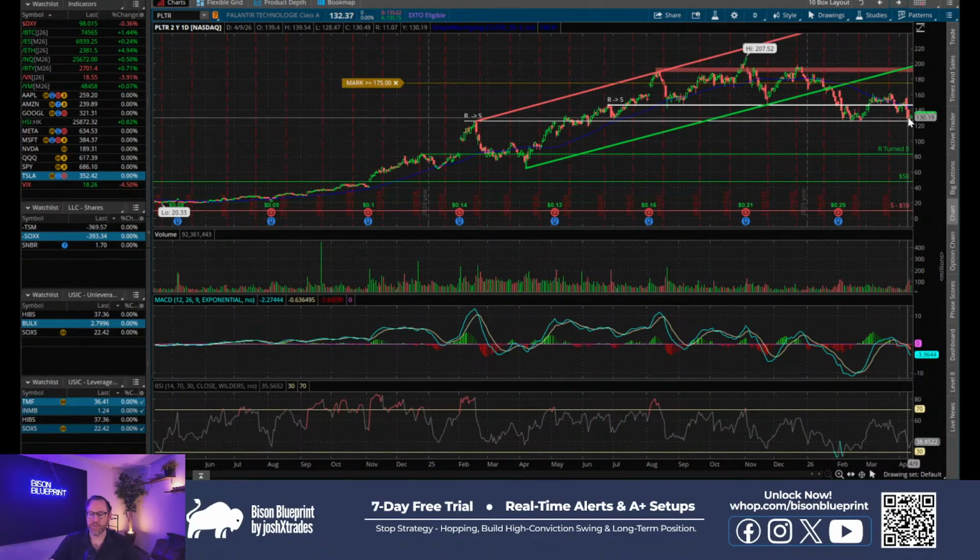So this is a great setup. What I'm actually trying to play more of is this reversal. We saw it here, a quick reversal. I think it can do it again. So we'll see how that goes on Palantir.